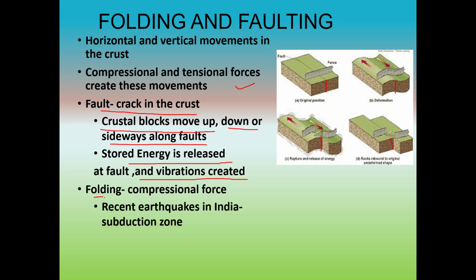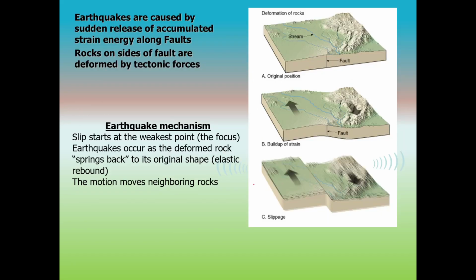In the folding area like compressional force, there is also a subduction zone like the Himalayas. When the Indian plate is moving towards the Asian or Eurasian plate, in the Himalayan area we have earthquakes because of this. For example, the Nepal earthquake. Earthquakes are caused by sudden release of accumulated strain energy along faults. These faults through which an earthquake takes place also release the energy.